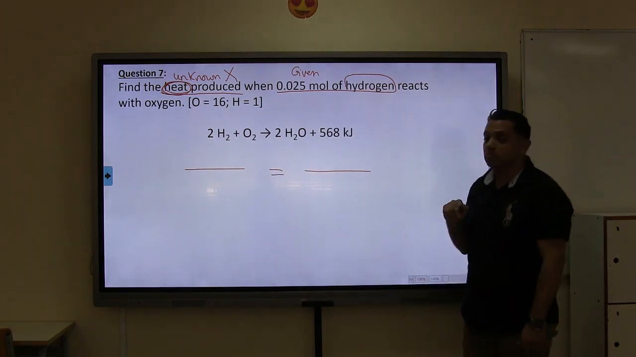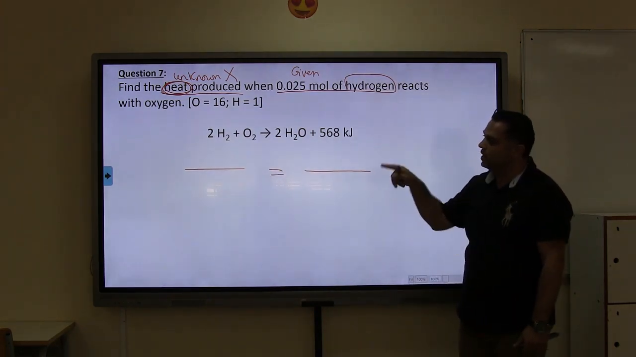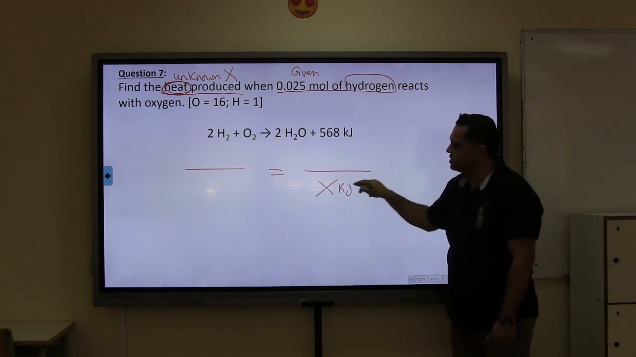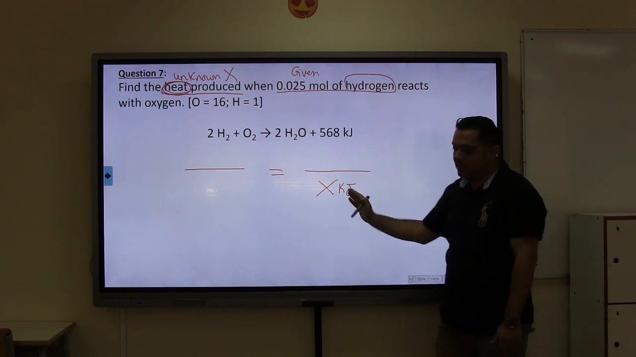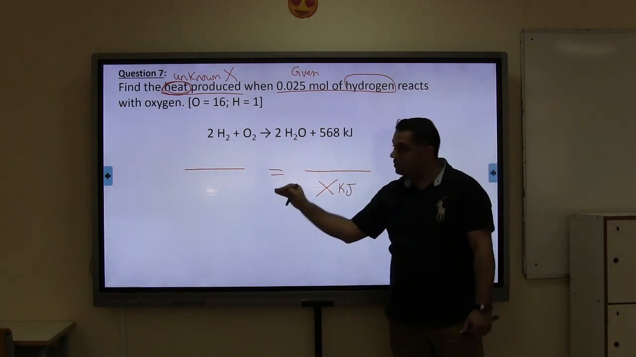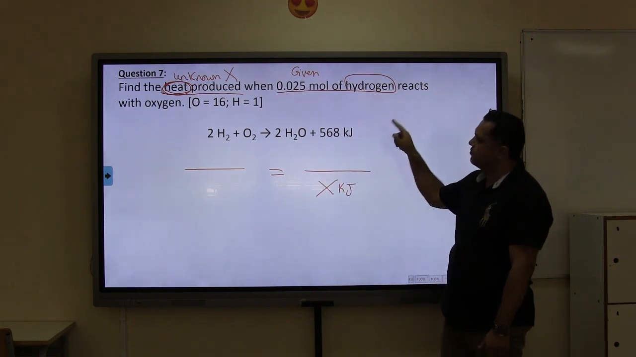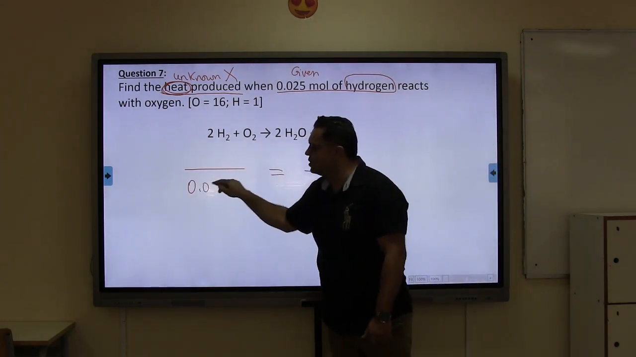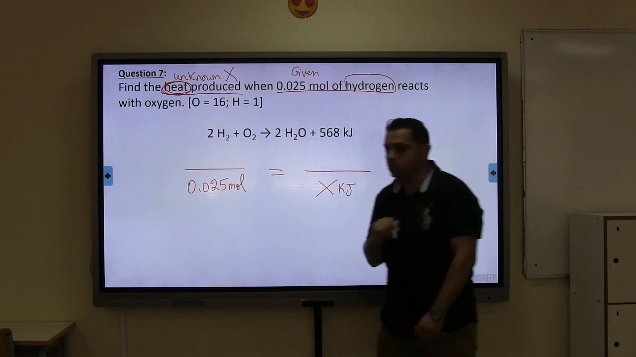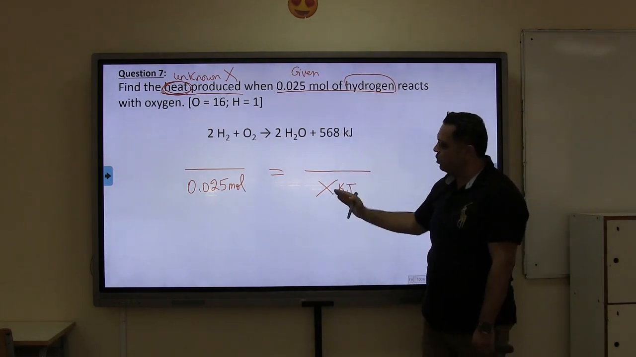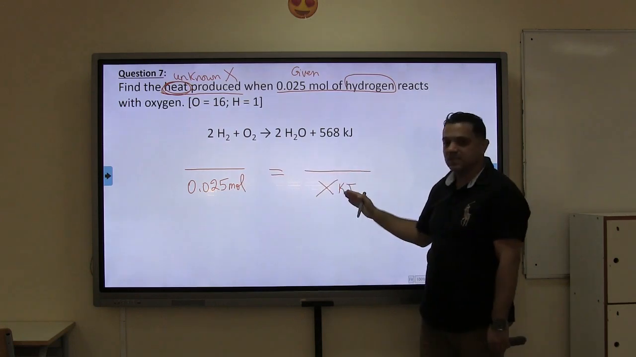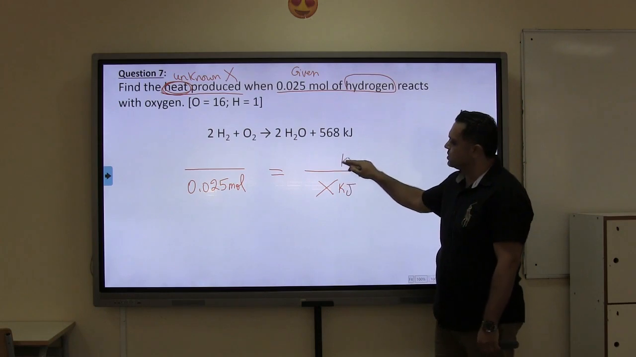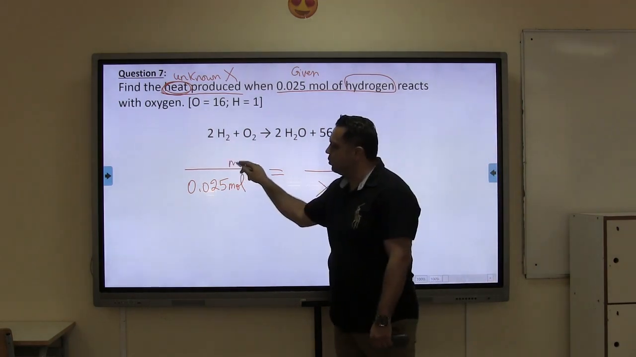These two ratios are equal for the hydrogen and for the heat. If these ratios are equal, let's put the x, the unknown, to find the heat. I don't know the heat. So below the heat, we write x kilojoules. This is my unknown. Unknown and given should be at the same level, as we said. So when 0.025 moles of hydrogen, this is the given. Below hydrogen, I will write 0.025 moles of hydrogen. Okay? So I have the unknown, I have the given, hydrogen, heat. We should use the same unit in the same ratio here. So kilojoules, kilojoules. Moles, moles.